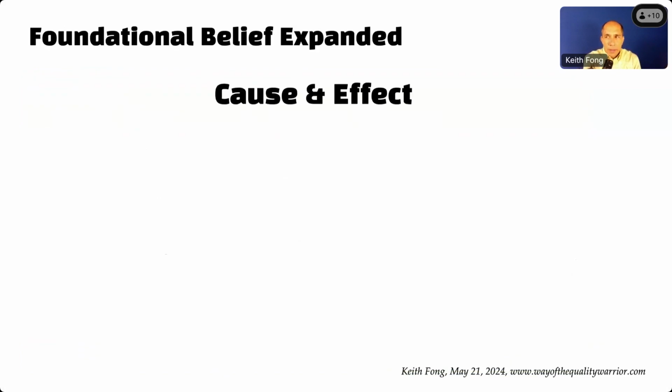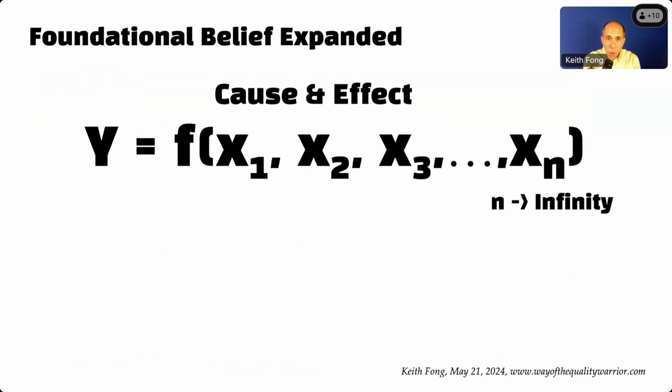So let's expand a little bit on our foundational belief of y is equal to a function of x. And that is, y is not equal to a function of x, but y is equal to the function of x1, x2, x3, so on to xn, as n goes to infinity. So there's not just one thing, one input creating one output. It's like a few things have to come together to produce the output, right?